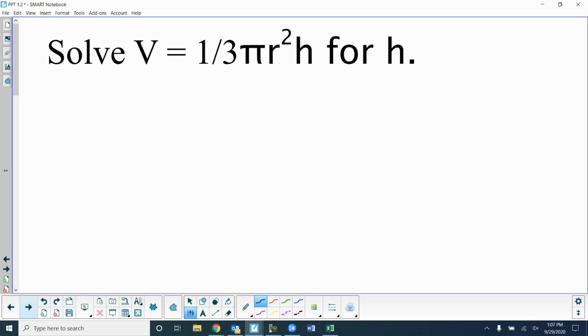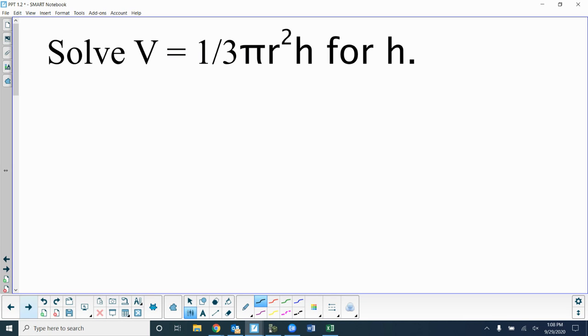Okay, so it says solve V equals 1/3 pi r squared h for h. What's that asking you to do? Chris? Yeah, isolate the h. So whatever comes after the word "for," that's the letter they want you to get isolated, or by itself. Okay?